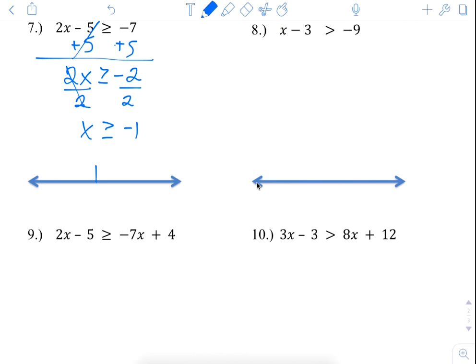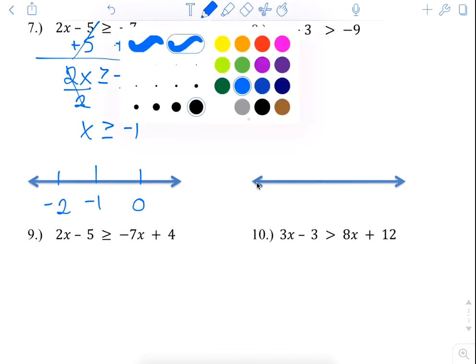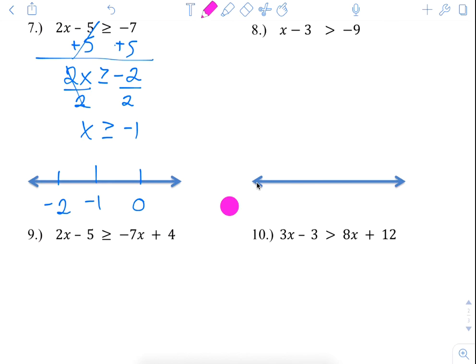Okay? Putting my negative 1, my 0, and my negative 2 onto my number line. What kind of circle would we want? Well, hopefully you know that you want a closed circle, and that's because we have an or equal to on this problem. X is greater than or equal to the negative 1. So if we're going greater, that means we're going to all the bigger numbers. Greater.